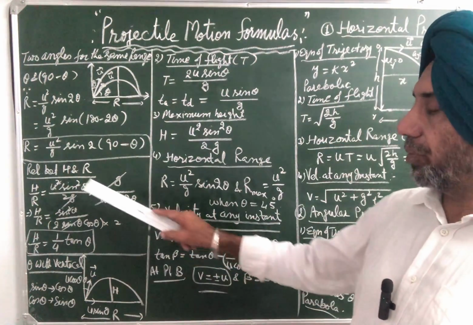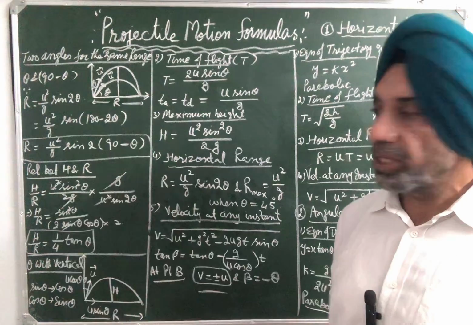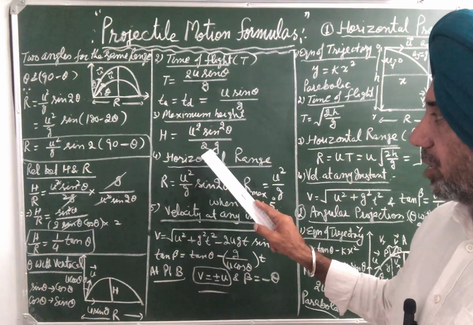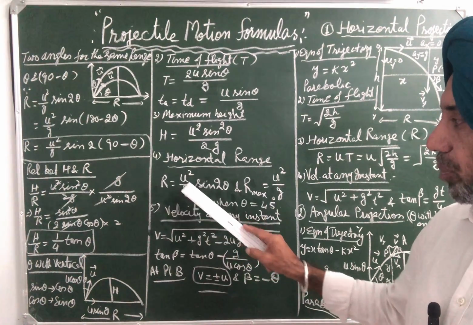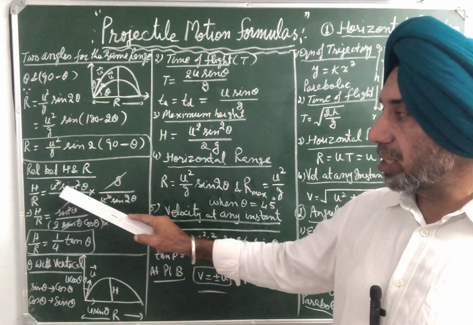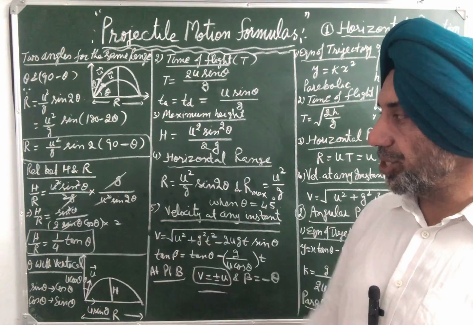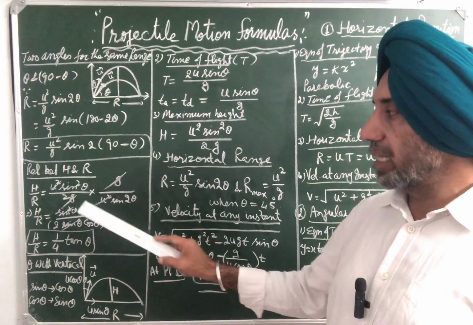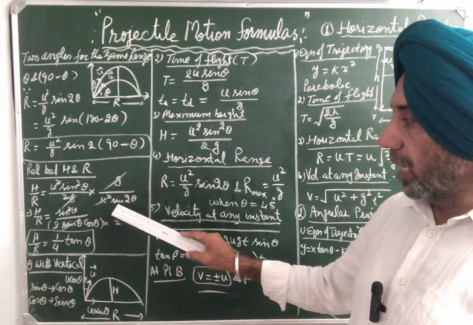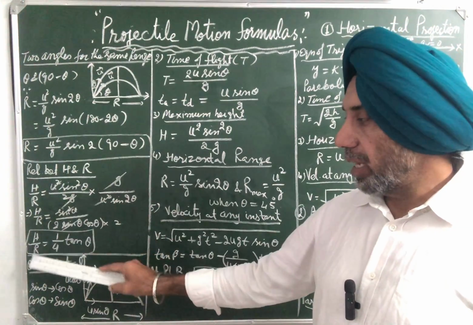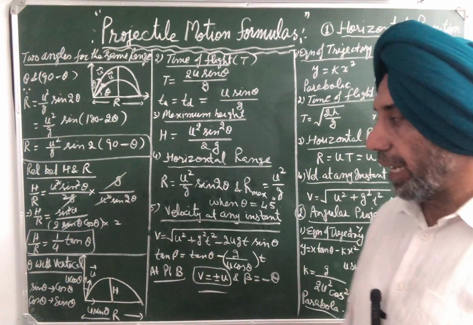If you have to find the relation between greatest height and horizontal range, H is u² sin²θ upon 2g, R is u² upon g sin 2θ. Divide H by R. So u² sin²θ upon 2g, H by R means u² sin²θ upon 2g divided by u² sin 2θ upon g. g cancels, u² cancels. sin 2θ can be 2 sin θ cos θ. So one sin θ cancels. So H by R comes out to be 1 by 4 tan θ.